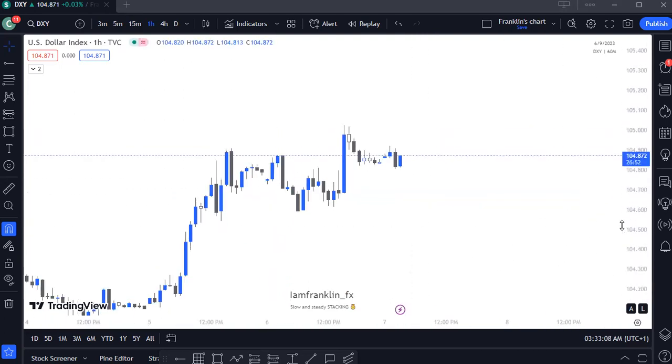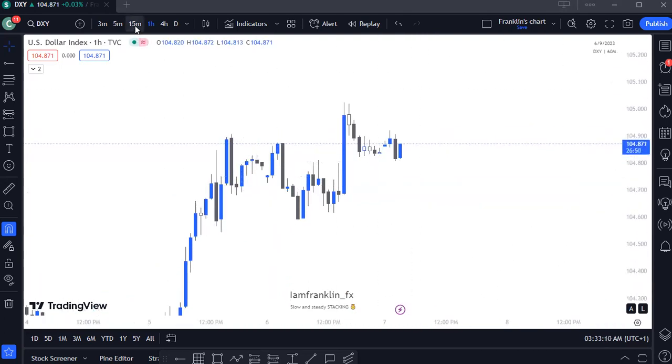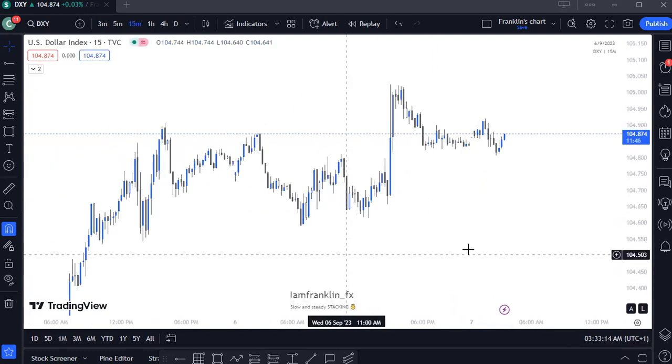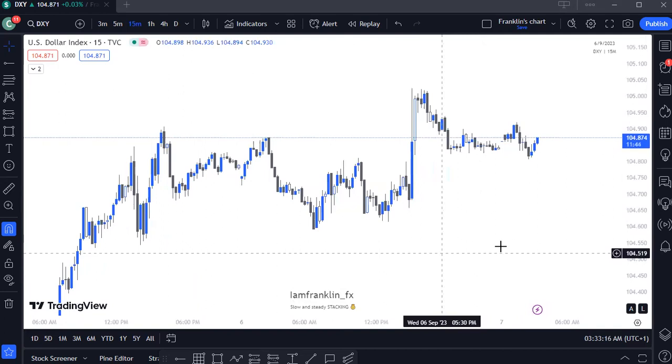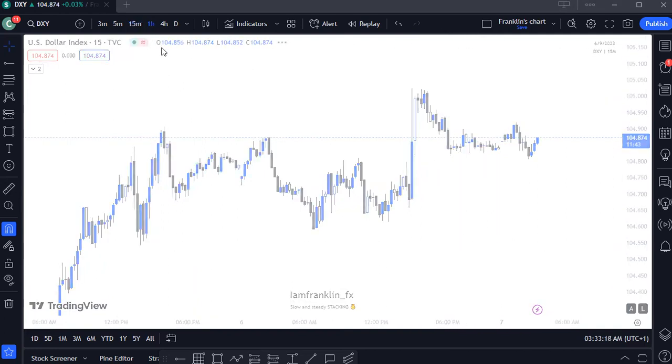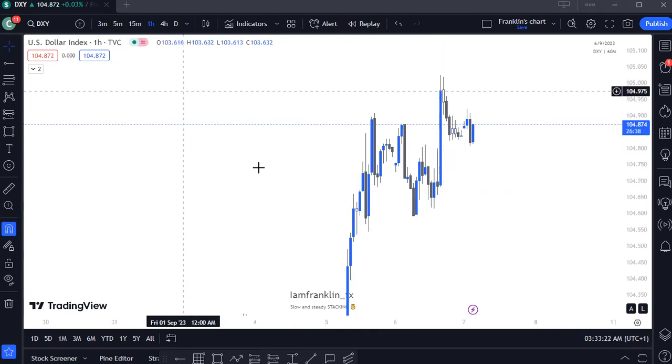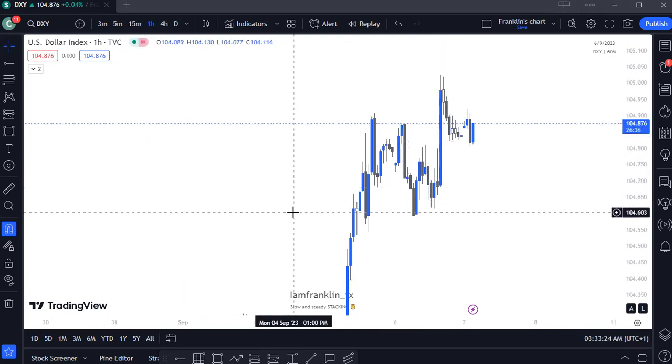This is TradingView, on the 15 minutes time frame. This is just how the chart looks like, and you can see there are different time frames. I'm going to explain about time frames later, but with time you're going to understand it.